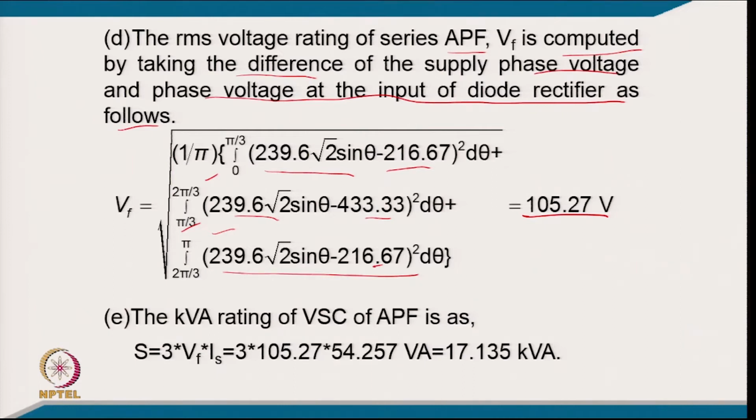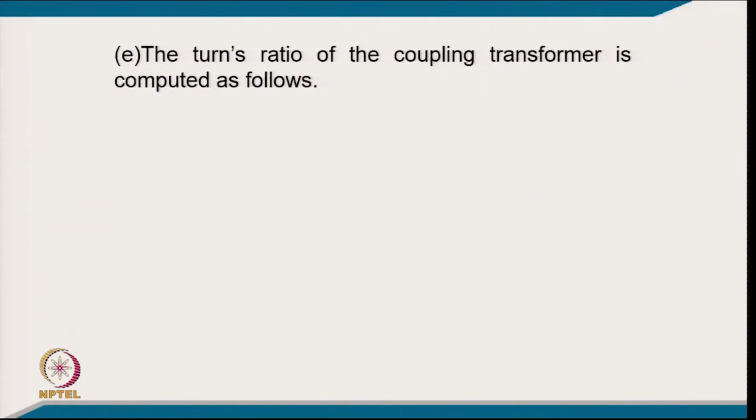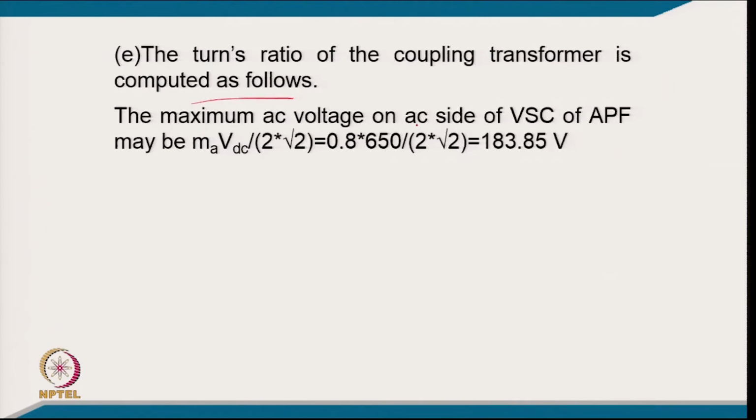And the kVA rating of the series active filter is S equals 3 VF IS, and it will be 3 into 105.27 into 54.257. So, if we calculate all, it comes to 17.135 kVA.